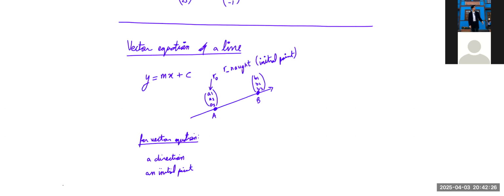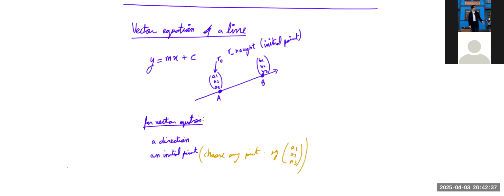So for the initial point, I can choose any point on the line, any point. In this case, for example, I'm using A1, A2, A3. And for the direction, we're going to need to use two points on the line to find the direction. Of course, there are two separate vectors here: there's AB and there's BA. I'm assuming that I want to find the equation of vector AB. So the direction of AB is B1 minus A1, B2 minus A2, B3 minus A3, because this direction is what I'm talking about. And now all I have to do is put it together.